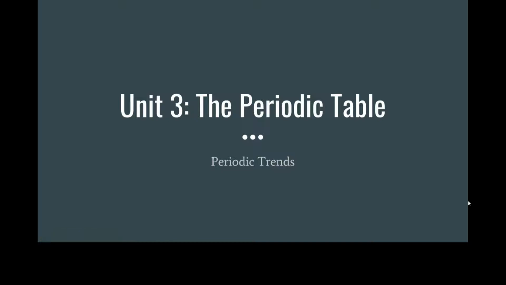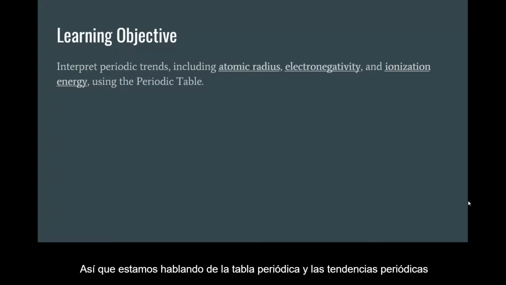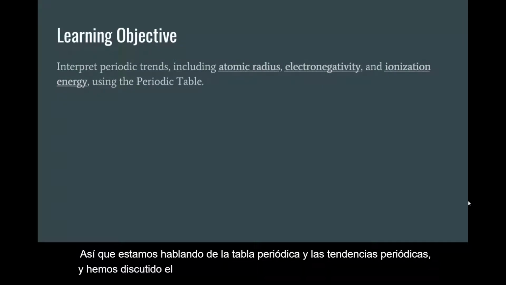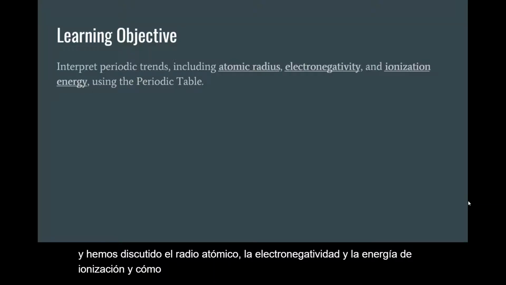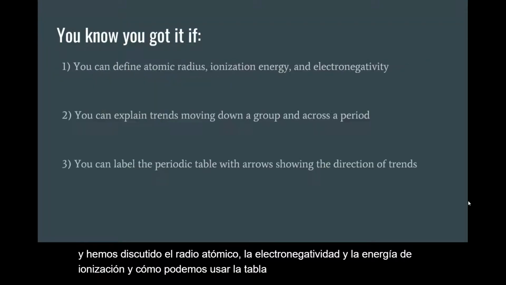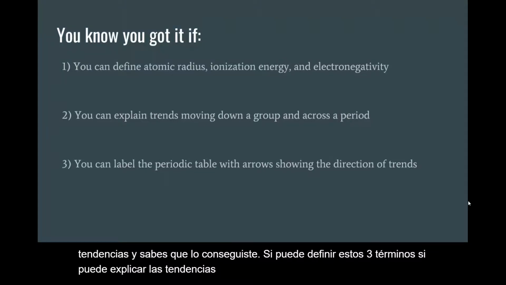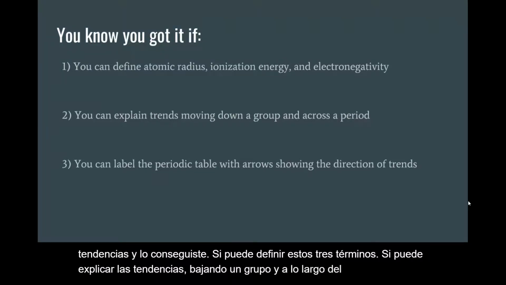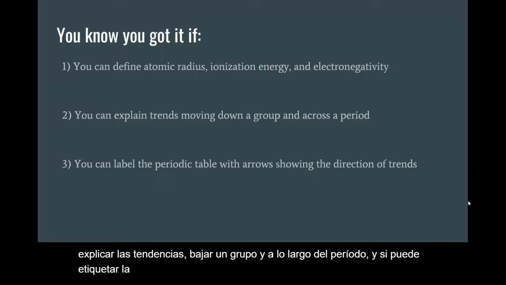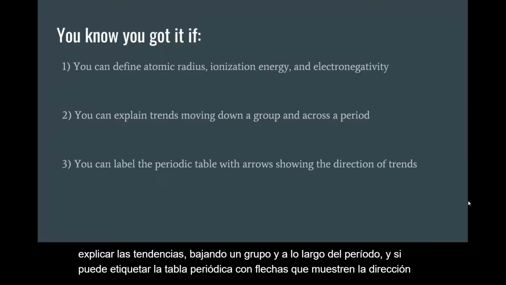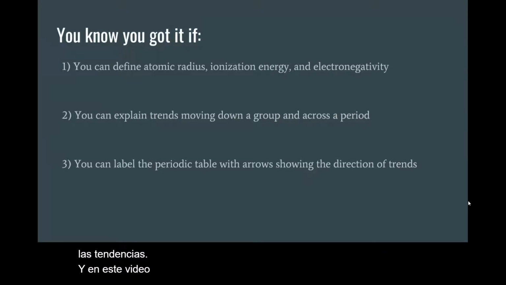So we're talking about the periodic table and periodic trends, and we've discussed atomic radius, electronegativity, and ionization energy, and how we can use the periodic table to interpret these trends. And you know you got it if you can define these three terms, if you can explain the trends moving down a group and across a period, and if you can label the periodic table with arrows showing the direction of the trends. And in this video, I just want to summarize all three trends together.